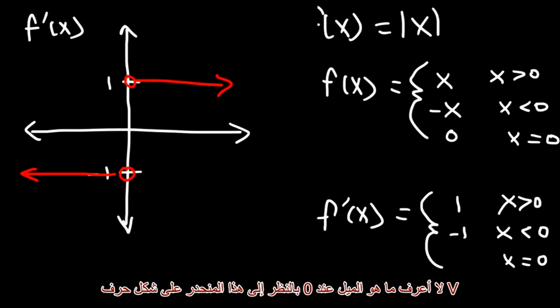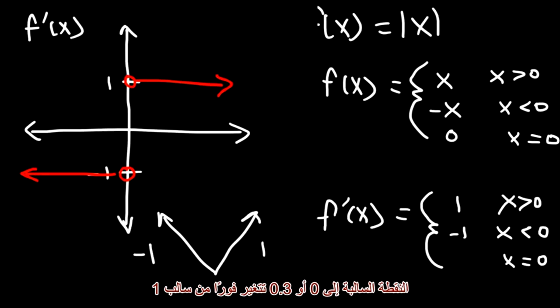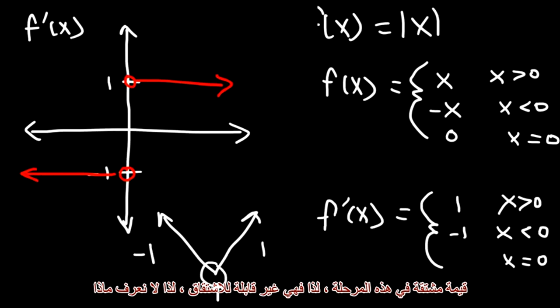Now, we don't know what the slope is at 0. Looking at this V-shaped graph, the slope changes instantaneously from negative 1 to 1. It doesn't go through negative 0.5, negative 0.2, 0, or 0.3. It just changed instantaneously from negative 1 to 1. So that means that we really don't have a derivative value at this point.